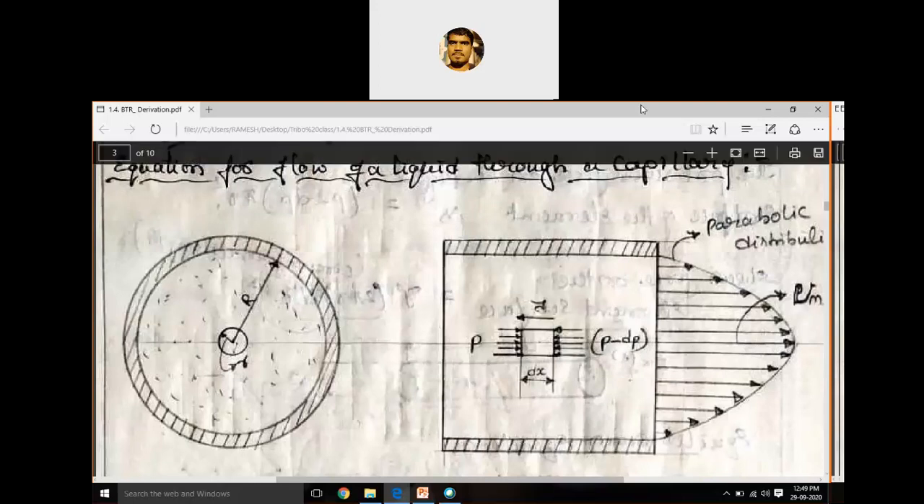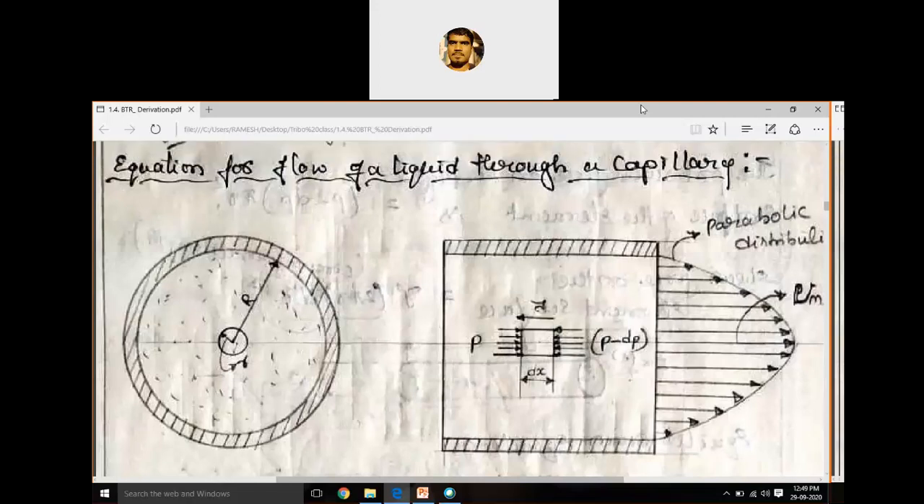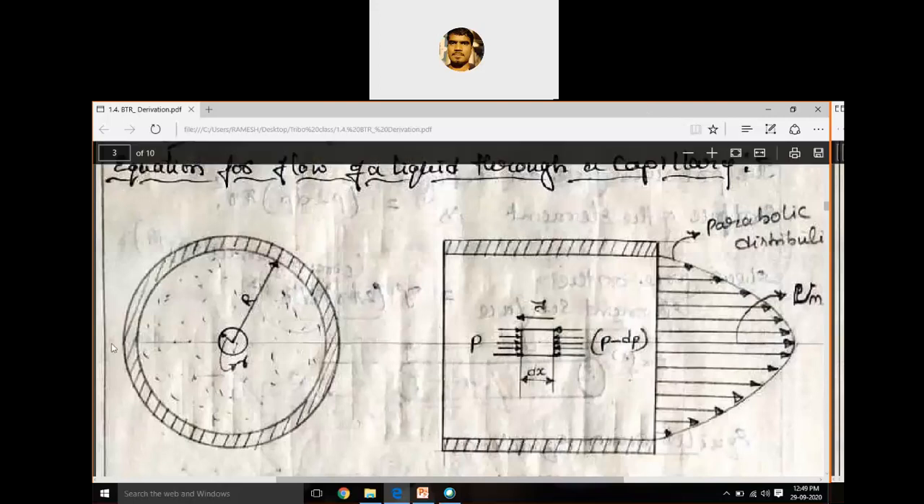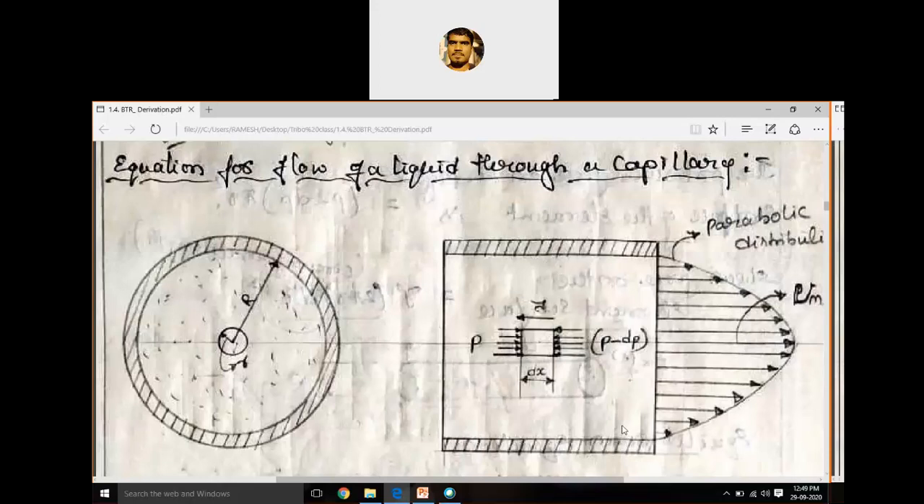Huygens-Poiseuille discovered the relation between the rate of flow of a liquid through a capillary and other factors such as the viscosity of the liquid, the diameter of the capillary tube, the length of the capillary tube, and the pressure. That is, Huygens-Poiseuille discovered the relationship between flow through a capillary and factors like the viscosity of the fluid, the diameter of the capillary, the length of the capillary, and the pressure within the capillary tube.